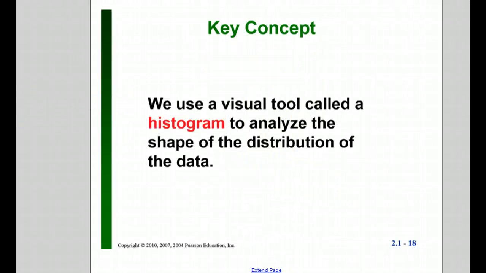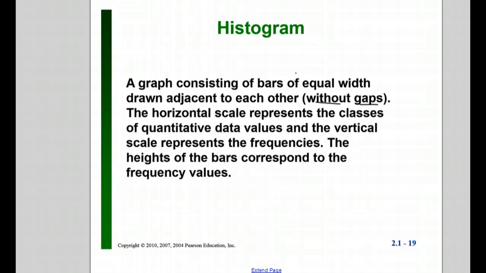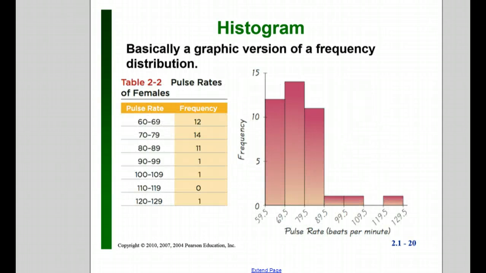We use a histogram to analyze the shape of your distribution, meaning that you can see visually where your data falls. It's basically a visual display of a frequency distribution, and it's a bar graph. It's a normal bar graph that you've seen before, but they typically don't have gaps in between them, and the heights of the bars represent the frequency or relative frequency, depending on what type went with your data.